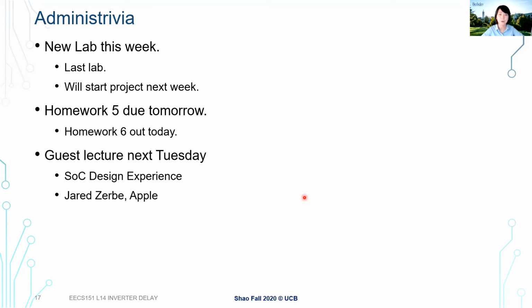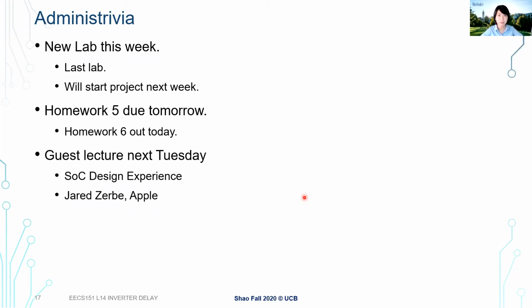So on the logistics side, not a lot of new things. We have our final lab, lab 6, this week. So this will be our last lab. Definitely use this week as an opportunity to wrap up your labs, and we'll start the project next week. The project spec will be released next week. That officially starts the second part of this class. We'll transition from lab mode to project mode.